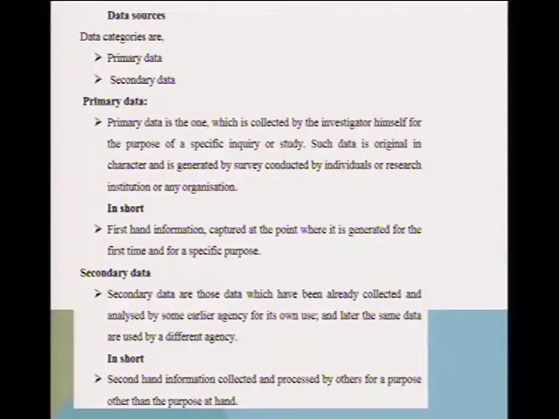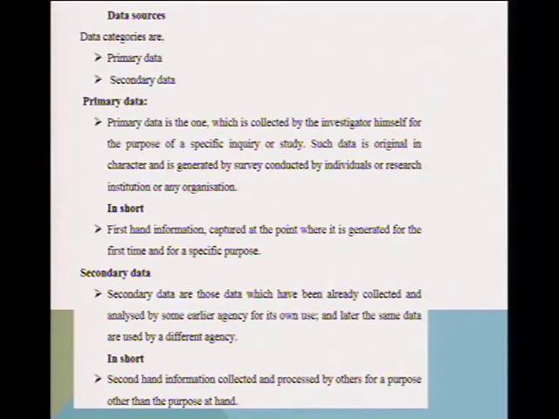Data sources or data categories. The data are into two categories. You have primary data and you have secondary data. Primary data, these are first-hand information collected at the point where it's generated. Okay, and it's collected for the first time with a purpose at hand.